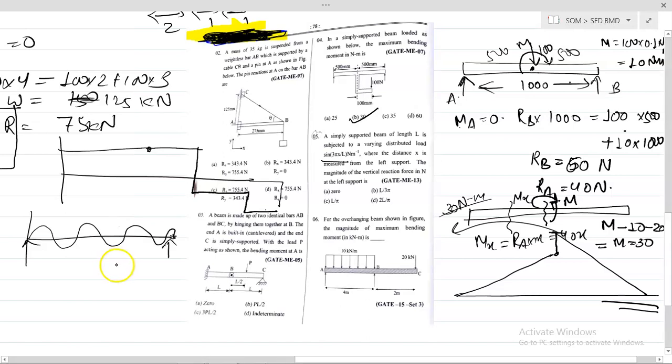You can just leave this question because it is very lengthy. You need to find the area and then equate it with the moment. Or let me explain, otherwise you will get confused when you are going to do it yourself.